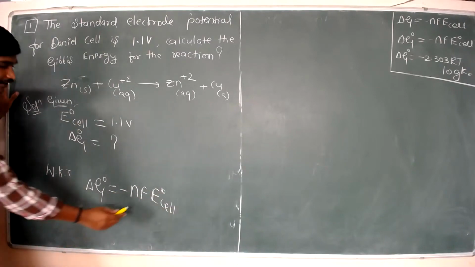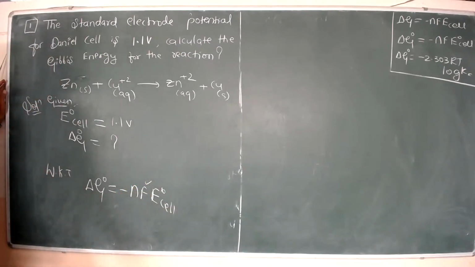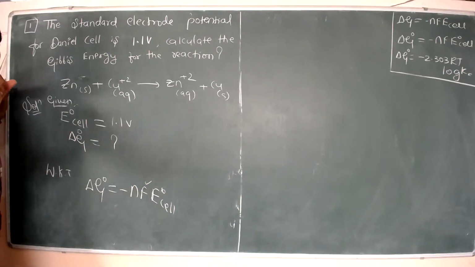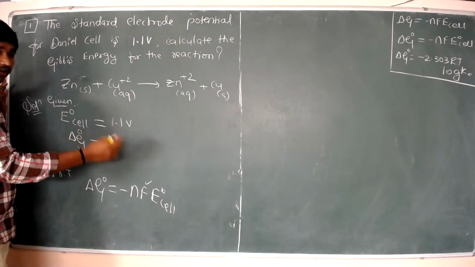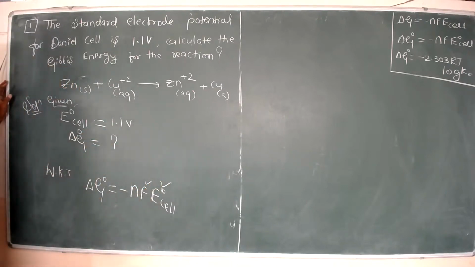Now just check. The F value is fixed. How much is it? 96,500 coulomb per mole. Coulomb is the unit of charge, and it is for 1 mole, therefore I am taking per mole. Next, E naught of cell is given: 1.1 volt. But the n value is not given. How to calculate it?